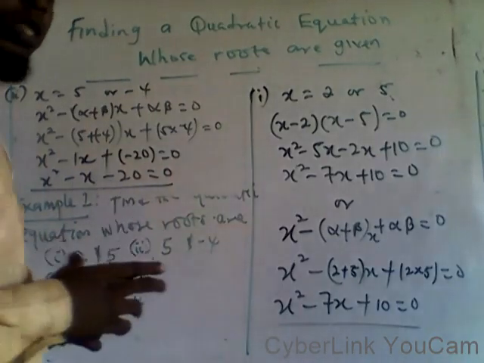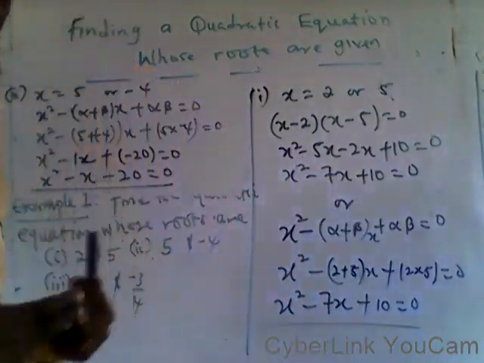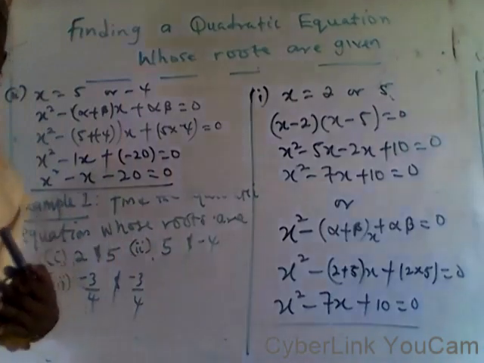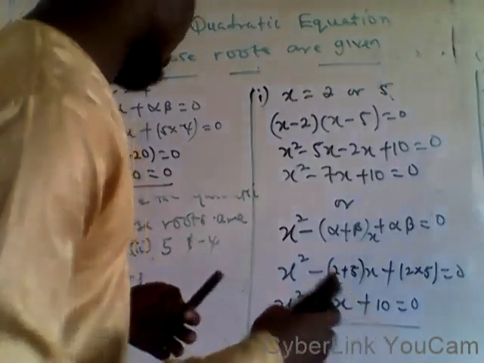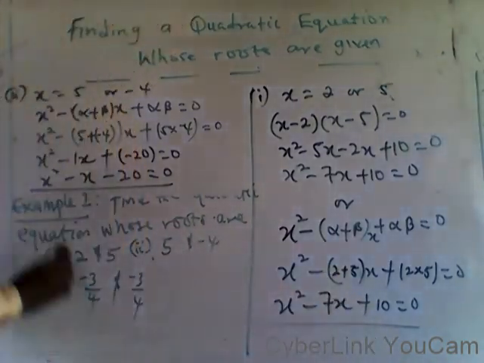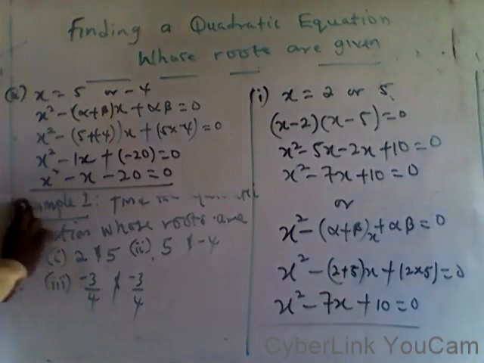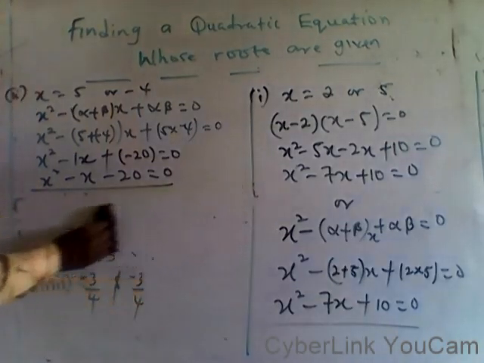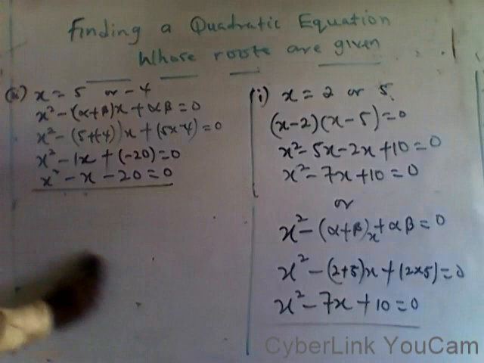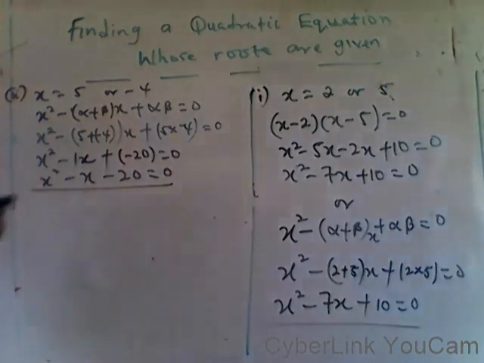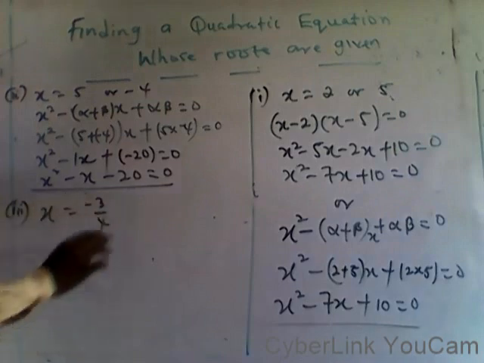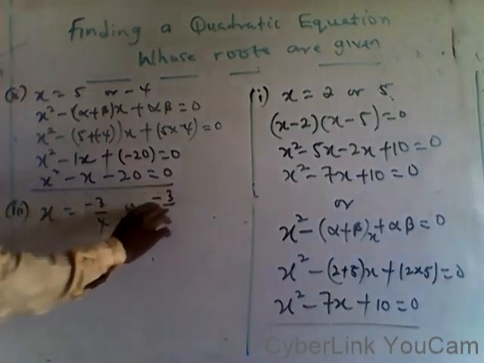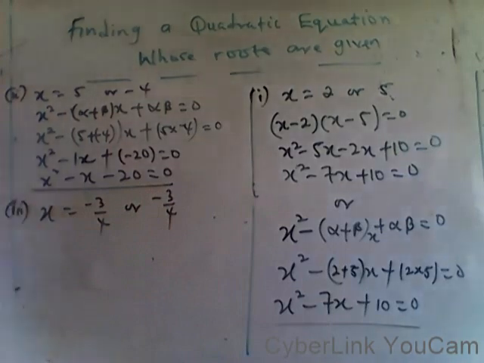So from the knowledge of the sum and product of roots, you can easily get the quadratic equation. You can quickly get it. Now we go to the next example, and that one is when you have minus 3 over 4 and minus 3 over 4. So we still apply the same method. So the third one, when your x is minus 3 over 4 or minus 3 over 4, it appeared twice.